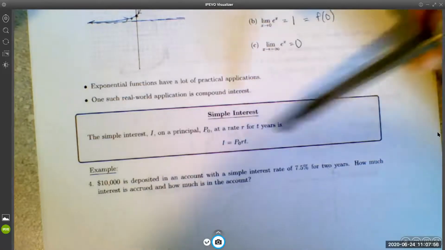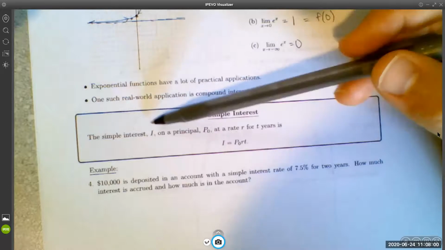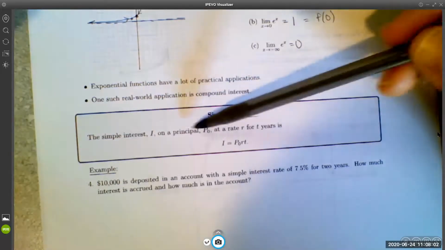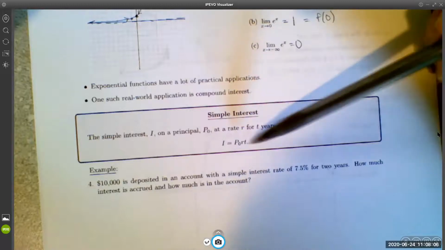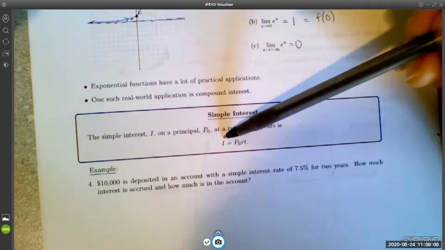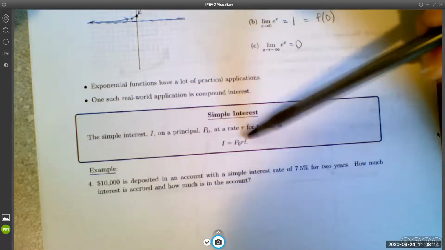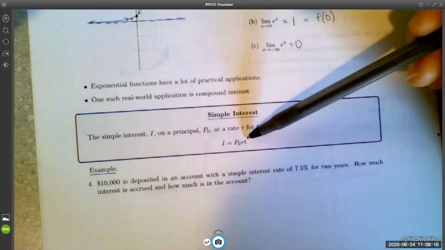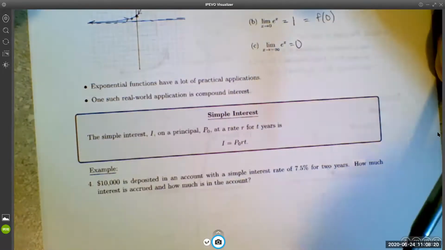Simple interest is not exponential, but the way simple interest works is that the simple interest I on a principal P naught at a rate R for t years is I equals P naught times R times t. The interest you accrue is the amount you invested times the interest rate times the amount of time that it's accruing interest. So it's a pretty intuitive formula, right?